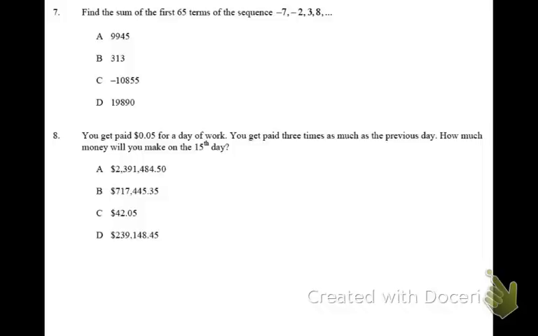Find the sum for the first 65 terms of the sequence. It does not specify if it's arithmetic or geometric, so we can go ahead and figure that out. So -7 to -2 to 3 to 8, you are adding 5 every single time, so it is an arithmetic sequence. So you're finding the sum, so you have a formula for the sum of the arithmetic sequence.